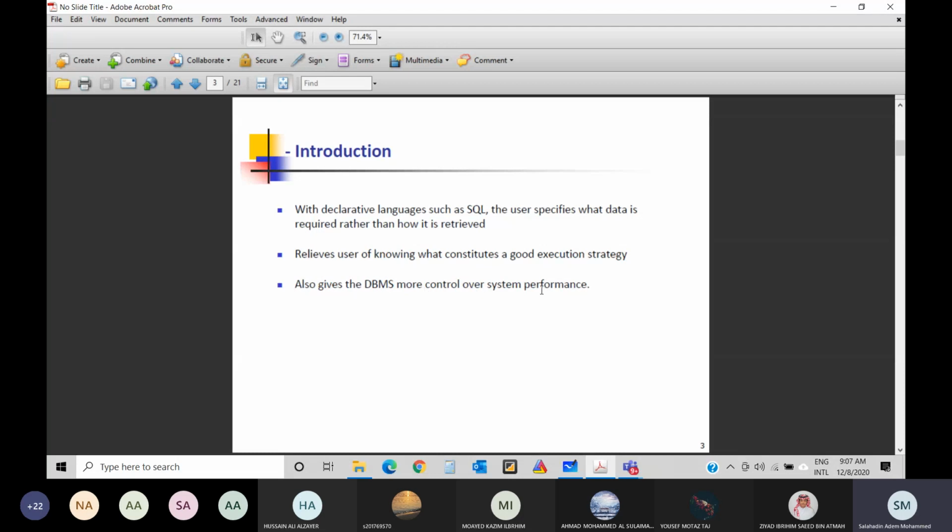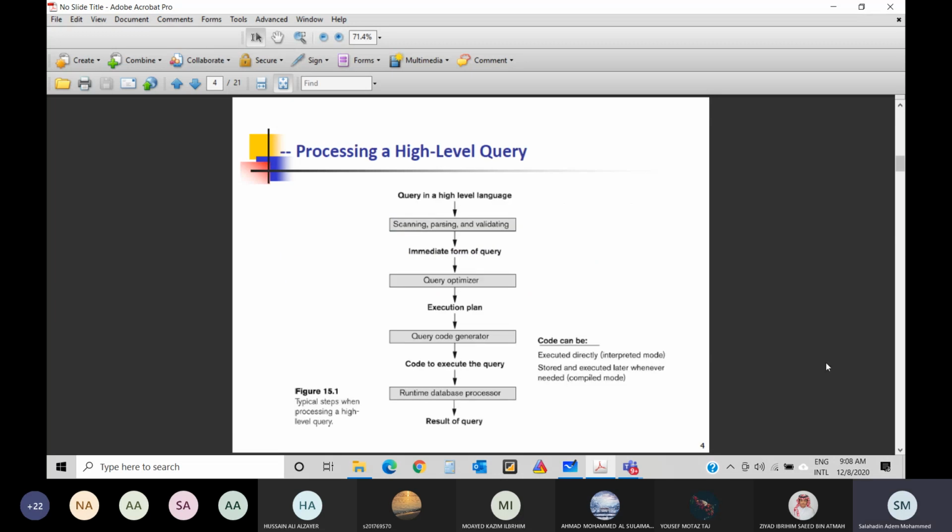Also, it gives the DBMS more control. If you tell the DBMS do this, and if you get this one, do this, then make a loop, you are not giving him any control. By just telling him do this, he will do whatever he wants and give you the answer. So he has more freedom to do what you can't do. So this is the introduction of this chapter. Any question? Okay, so very good. Thank you very much.